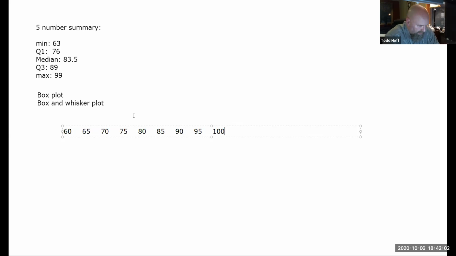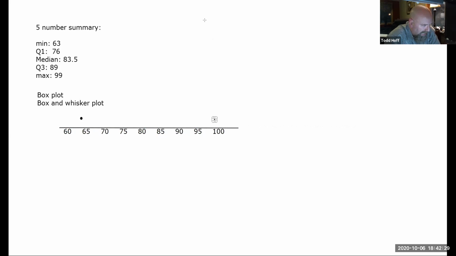There we go. We got our numbers out. Put a line above it here. And now we're going to plot the minimum and maximum with a dot. So 63 is the minimum. We're going to put a dot above 63 right there. 99 is the maximum. We'll put a dot above 99 right about there. That's the minimum and the maximum.